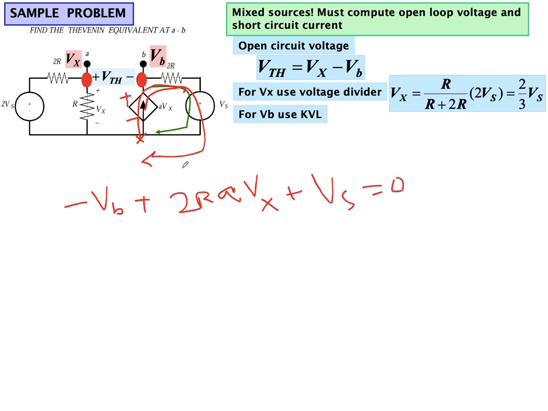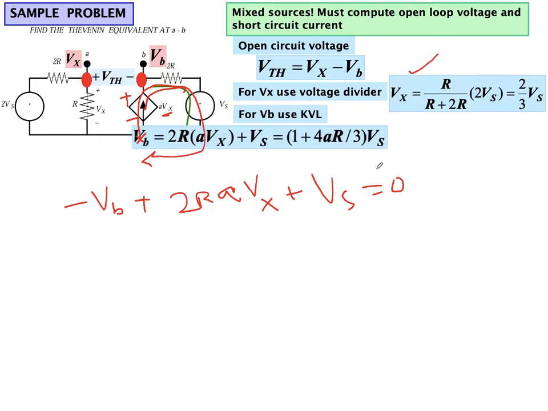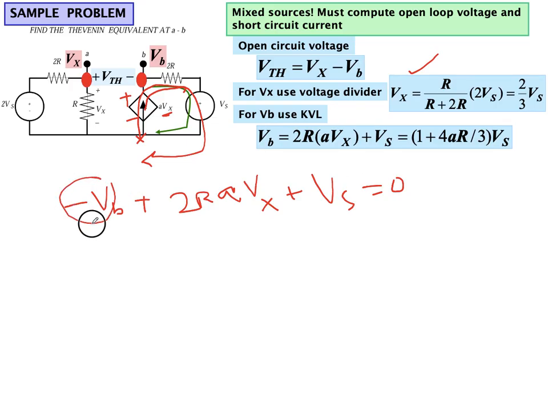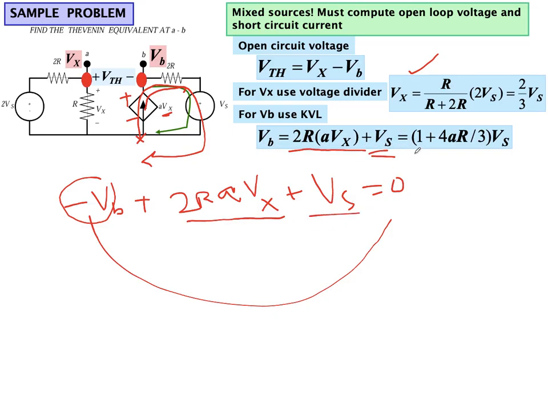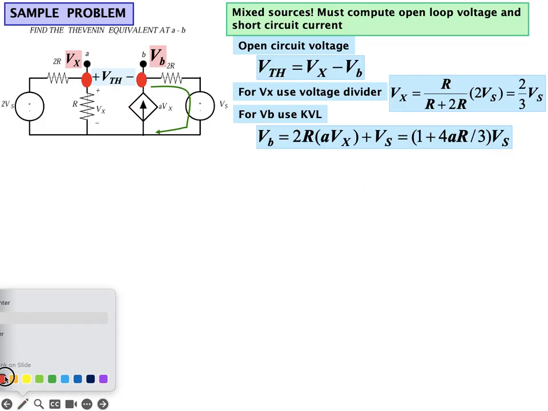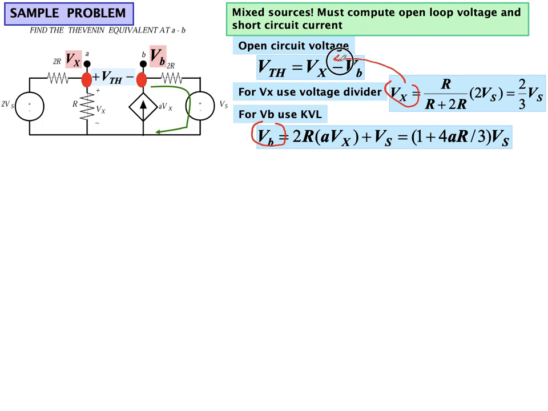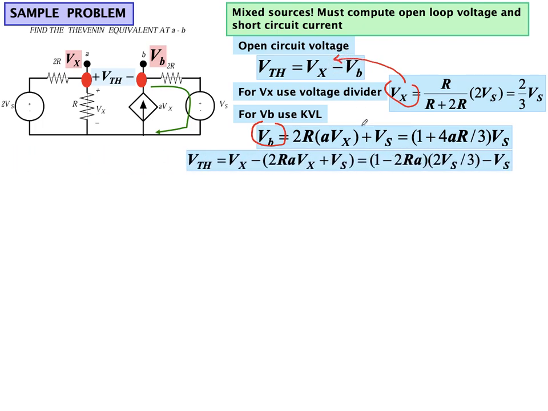And since we already know what Vx is, the voltage across this, we can find it using the voltage division as we have done like this. So in this case, VB, if we take this on the other side, it will be 2R times AVx plus Vs. You plug the values in, this is the value that you will get in the form of Vs. So now we have got VB, we have got Vx. You plug both these values in this expression, you will get the value of V Thevenin like this. So this is the actual value that you will get after substitution.